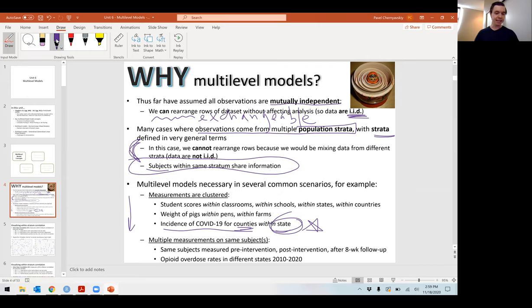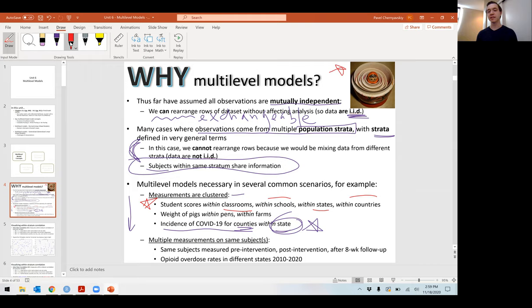So there are several general scenarios where multi-level models are absolutely necessary. And that's when measurements are clustered together. So the classic example comes to us from education. Student scores tend to be clustered within classroom, within school, within state, within country. So that is 4 different levels of clustering there. And hence my little image in the top right, right? That's the Ukrainian-Russian nesting doll.